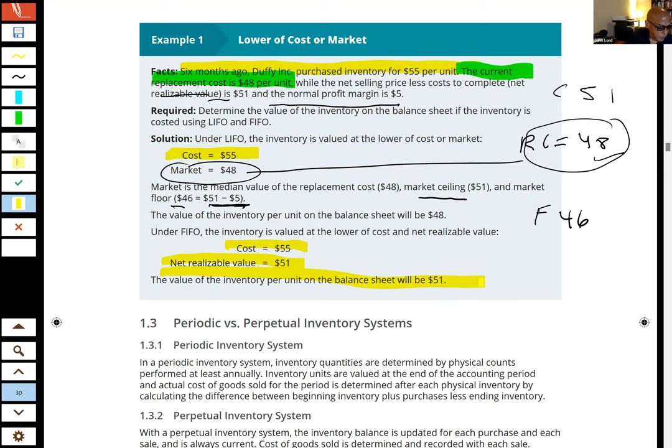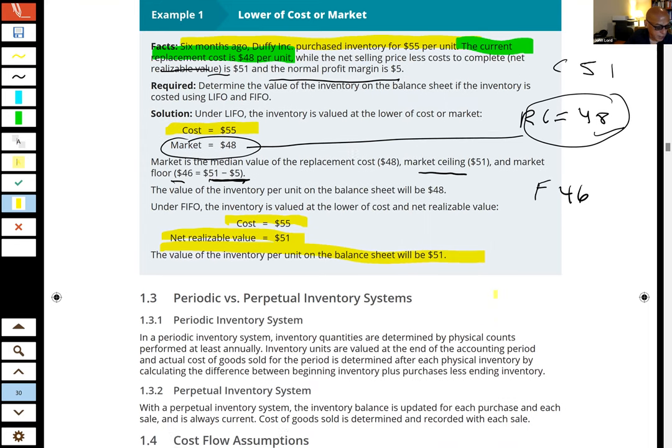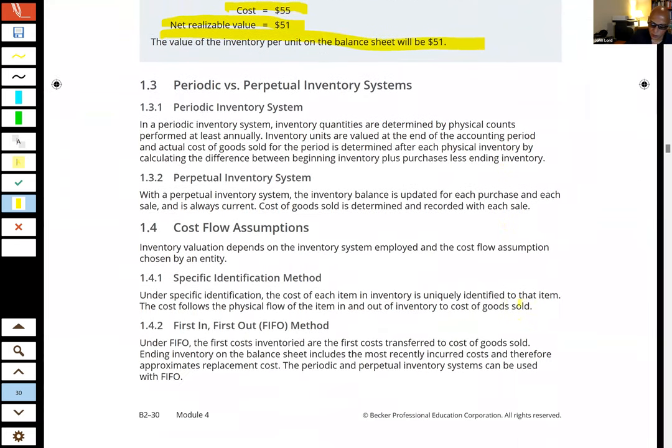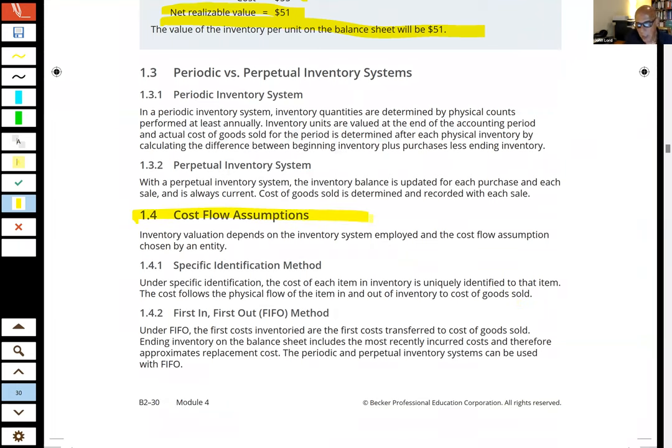Okay, now let's take a look at cost flow assumptions. This is where I could see the examiners asking you an advantage, disadvantage essay question. And they could ask you, what are the advantages to using FIFO versus LIFO? Let's say they ask you that. How many elements do you think you're answering there? If they ask you advantages, disadvantages between FIFO and LIFO, do you have two things that you're answering there? Four. Good. Very good. You've got four things that you're going to answer.